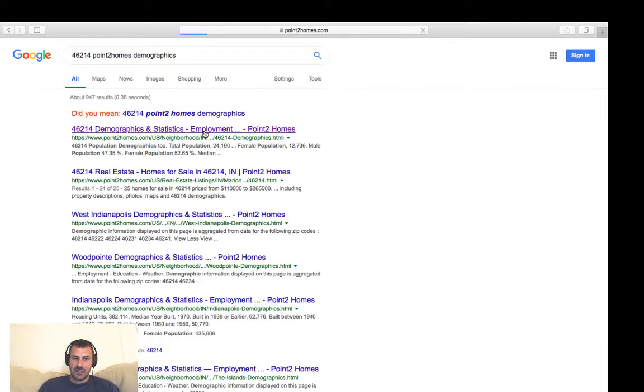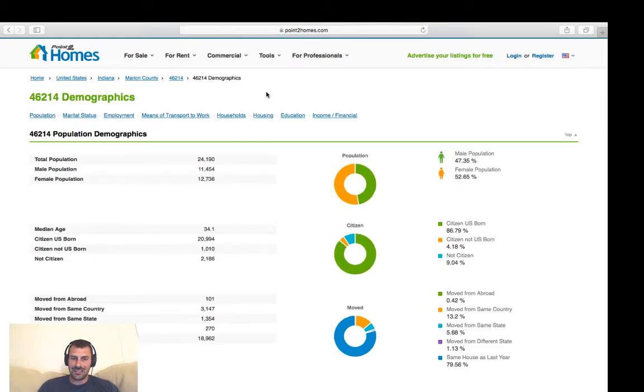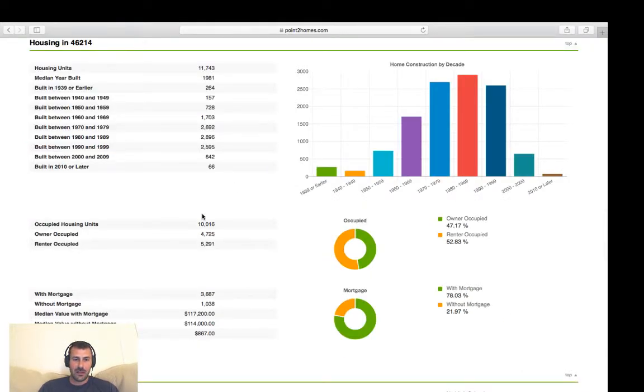So what this will do is it'll take you to a demographics and statistics information page specific to this zip code. And you can do this for any zip code. There's lots of information on the marital status of the individuals, their employment, means of transfer to work. But I think really the big one is if you click on housing, you can actually see how many homes in this area are occupied versus non-occupied, owner versus renter. It gives you a sense of the breakdown.